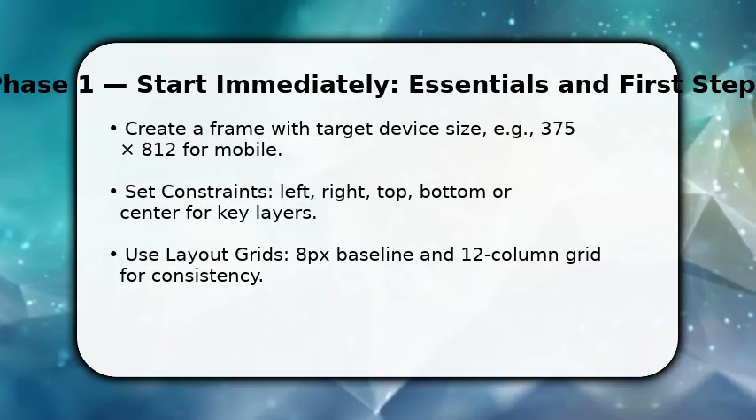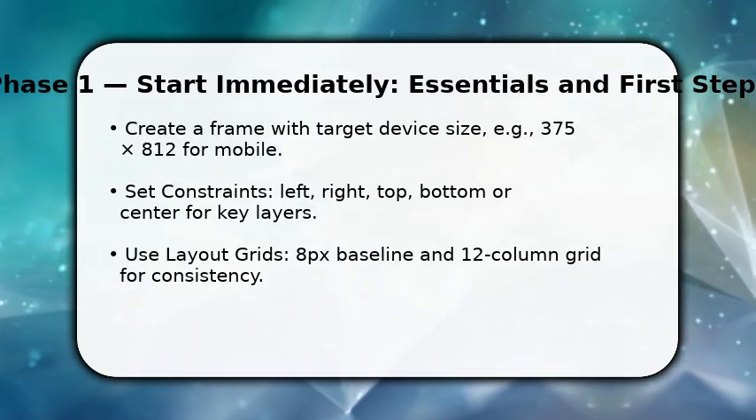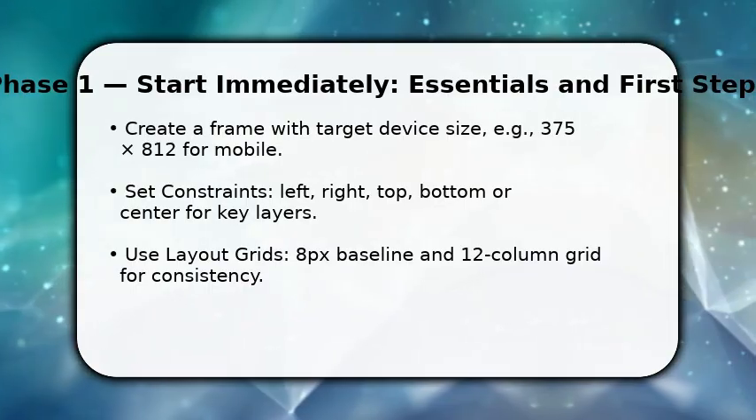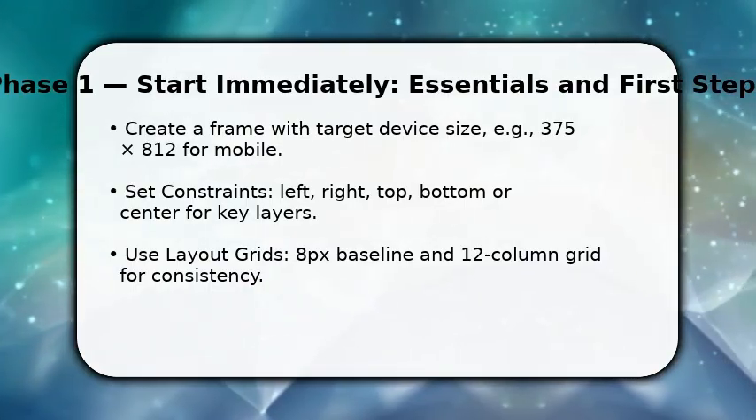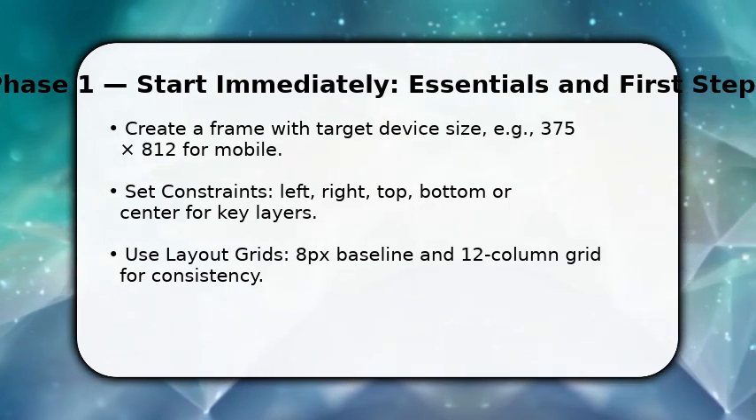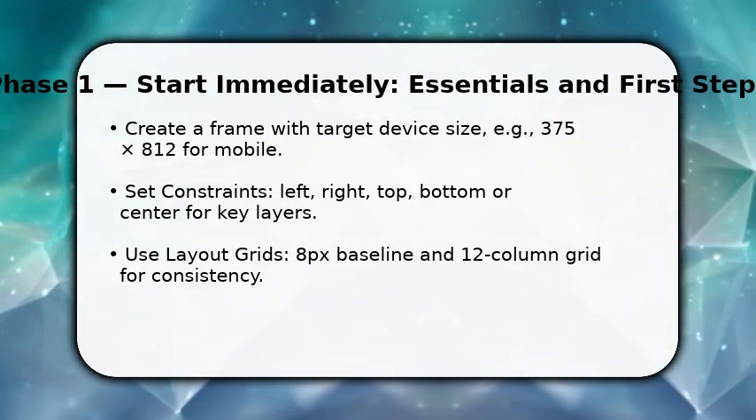Next, convert key groups into components for reuse and performance. Make sure to name layers clearly, because consistent naming lets you search and swap variants fast. This first step avoids messy overrides, and it sets up predictable resizing behavior as you prototype.